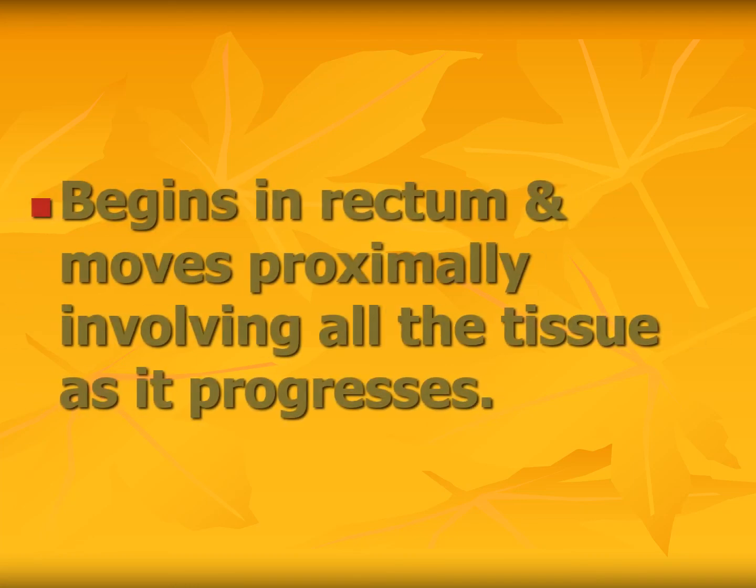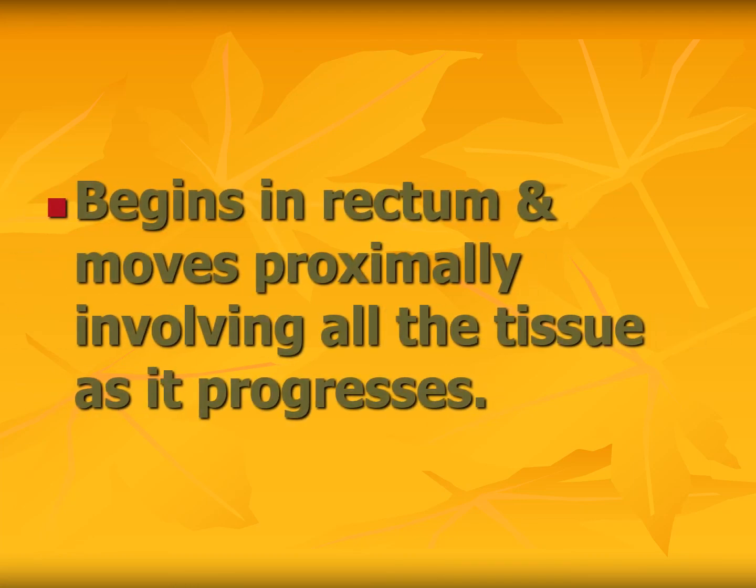Ulcerative colitis begins in the rectum, and then it progresses proximally, involving all the tissue as it goes, and it may eventually involve the entire colon. This condition is going to produce large mucosal ulcers and a large amount of purulent exudate. Anywhere from 25 to 40% of ulcerative colitis patients must eventually have part of their colon removed, and the cancer risk increases as the area of colon involvement increases as well.